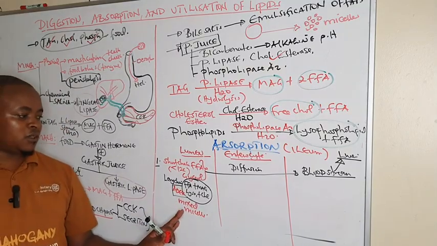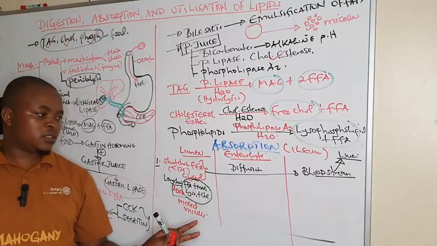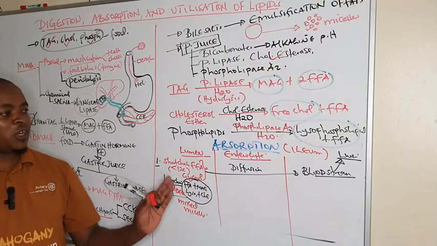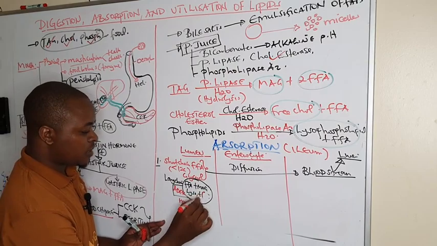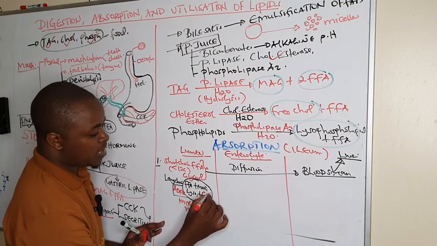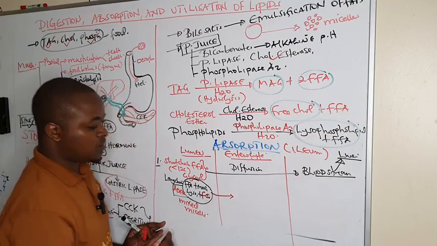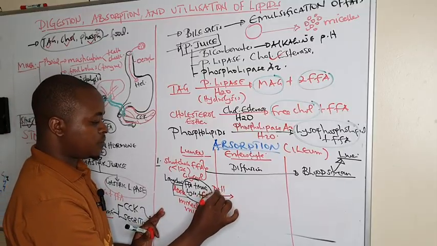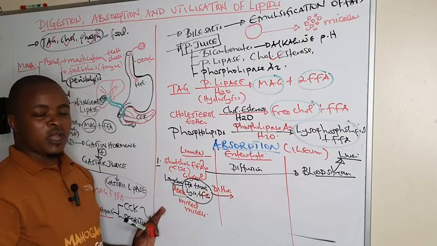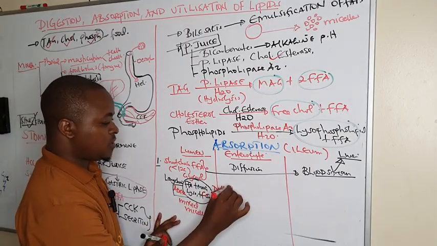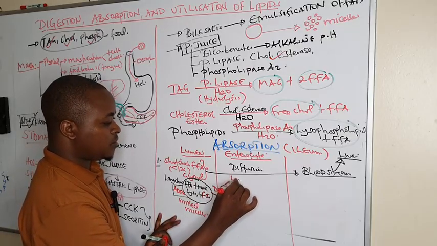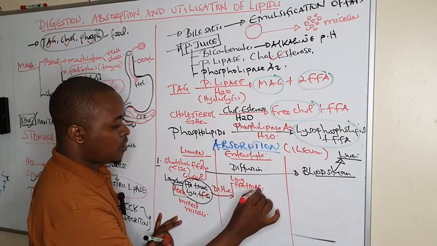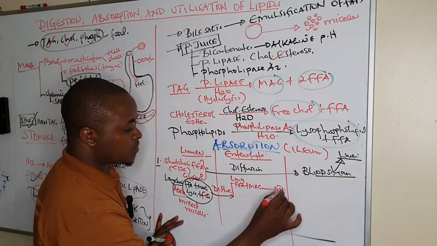So these mixed micelles containing long chain fatty acids, monoacylglycerol, lysophospholipid and free cholesterol, they cross the enterocyte, which is the intestinal wall, by diffusion. And when they reach it, we are going to see the long chain free fatty acids combine together with MAG, and they are reconverted to form TAGs.